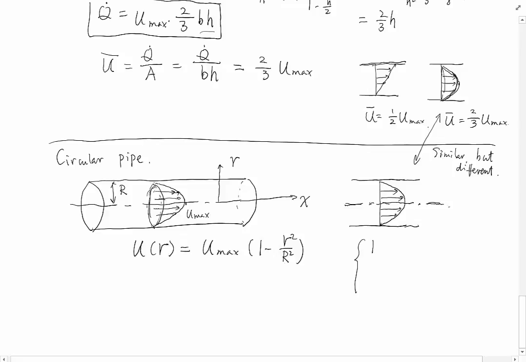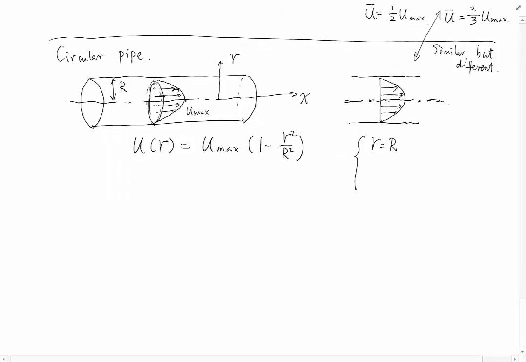When we are at the wall, the velocity is going to be 0. When we are at the center, where r is 0, then u is going to be Umax. So from this point of view, it's also very similar to the flow between two parallel plates, if that's parabolic. But what's different is the total flow rate.